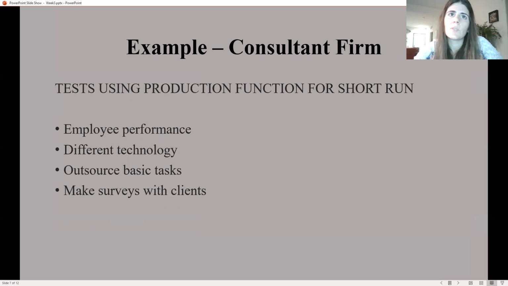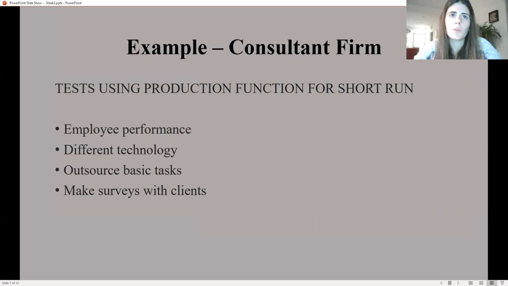One option to increase the output result would be to analyze each employee's performance to see if they are delivering the performance expected, or how you can make them deliver the performance that you were expecting. And maybe you can change your software to a more sophisticated one that can help them increase productivity, or even outsource some basic stuff that they spend much time doing and it's very basic for them.